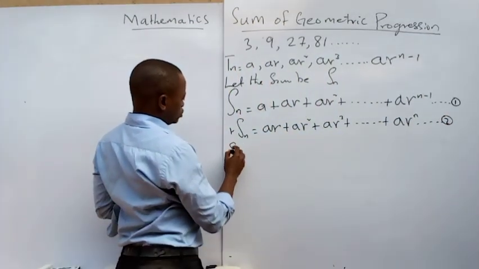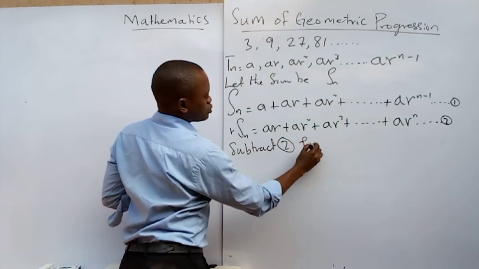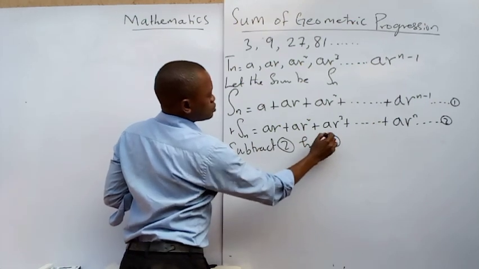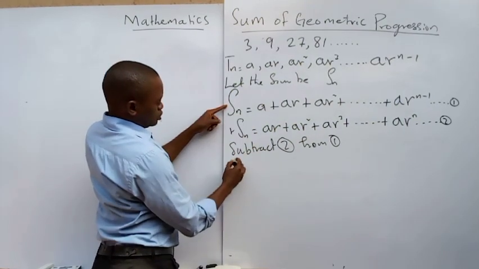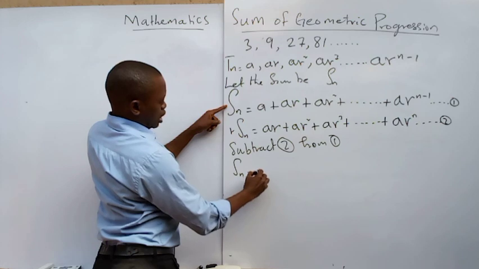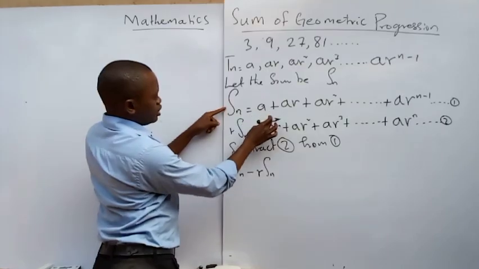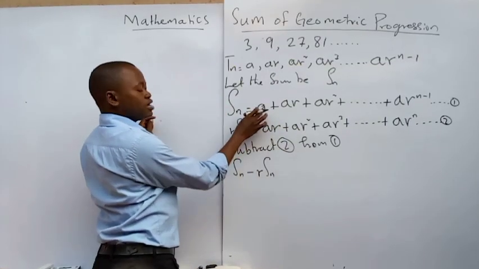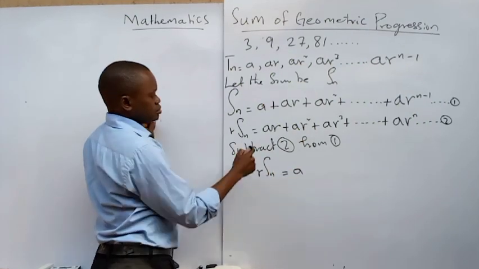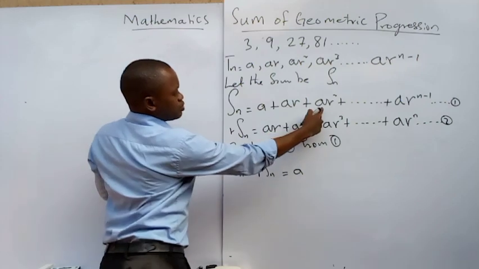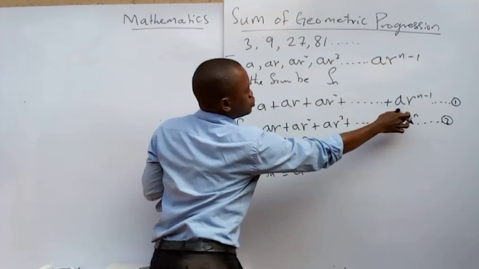So if I subtract this equation 2 from equation 1, then I have to remove this from this. That means it has to be Sn minus rSn. That is this minus this. Then over here, you realize that there's nothing here that can take away this, so a will remain, whereas this will take away this one. This will take away this, this will take away the next here, and this removal will continue.